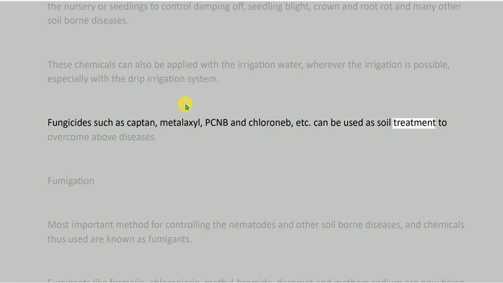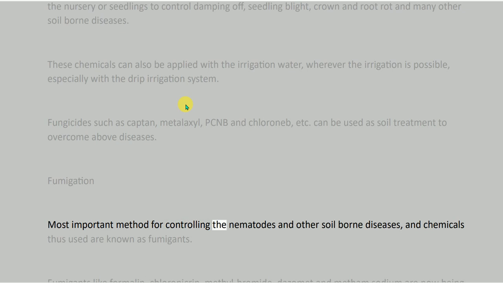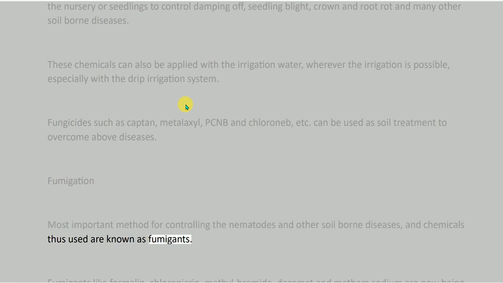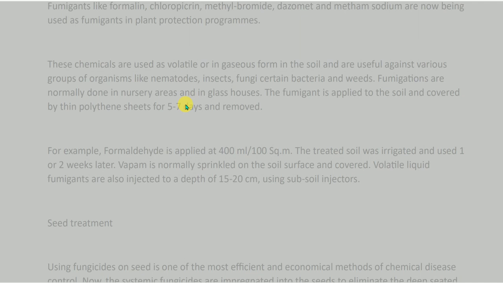Fumigation. This is the most important method for controlling nematodes and other soil-borne diseases, and chemicals thus used are known as fumigants. Fumigants like formalin, chloropicrin, methyl bromide, dazomet and metam sodium are now being used in plant protection programs. These chemicals are used as volatile or in gaseous form in the soil and are useful against various groups of organisms like nematodes, insects, fungi, certain bacteria and weeds. Fumigations are normally done in nursery areas and in glass houses.